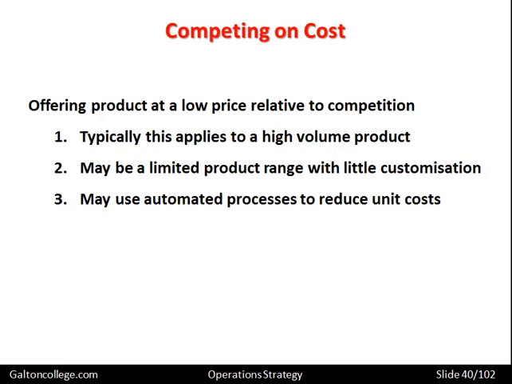It may use automated processes to reduce unit costs. Typically, these items are mass produced by large dedicated machines, perhaps programmed machines, which perform functions very fast and repetitively. Low skilled labour can be used. The workers don't have to have a lot of training. They simply look after the machines and make sure the machines are running and move the product from one point to the next and get it out the door, get it distributed to the customer.